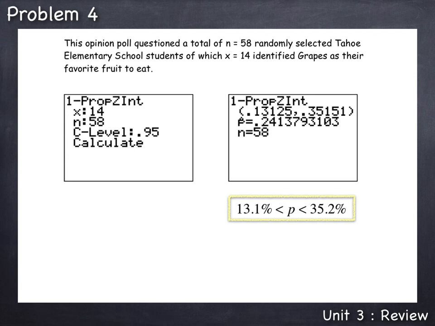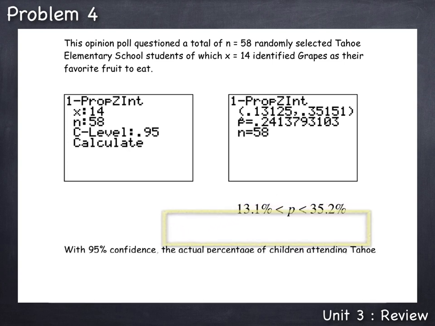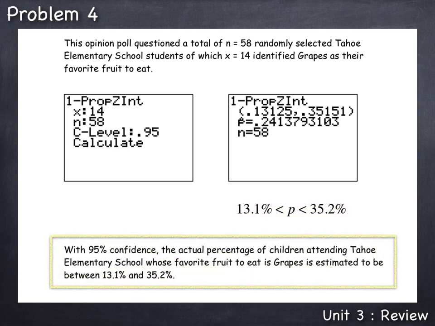And we now can give this answer verbally in written form in words of the problem. With 95% confidence, the actual percentage of children attending Tahoe Elementary School whose favorite fruit to eat is grapes is estimated to be between 13.1% and 35.2%.